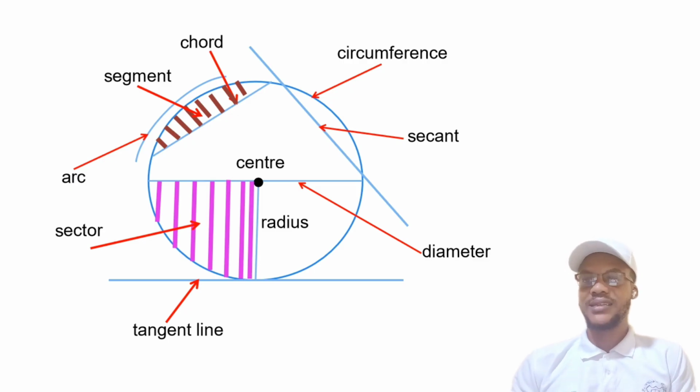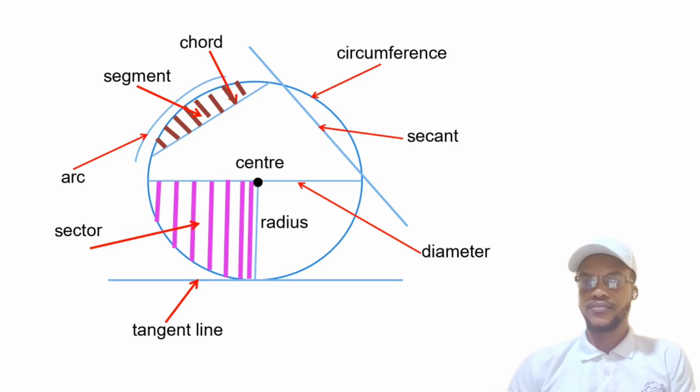All right. If that's the case, then once we are able to identify these basic parts of the circle, I think we can move on to go through our properties of circles. That is what we are going to look at.